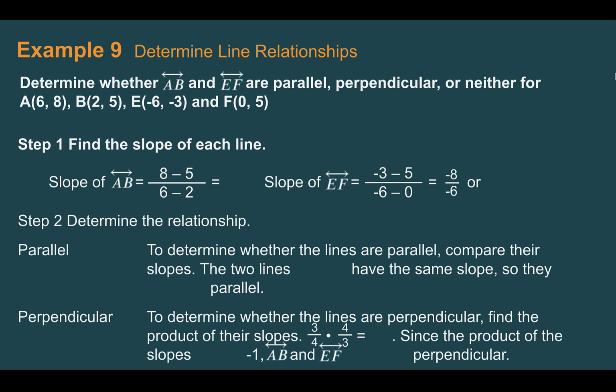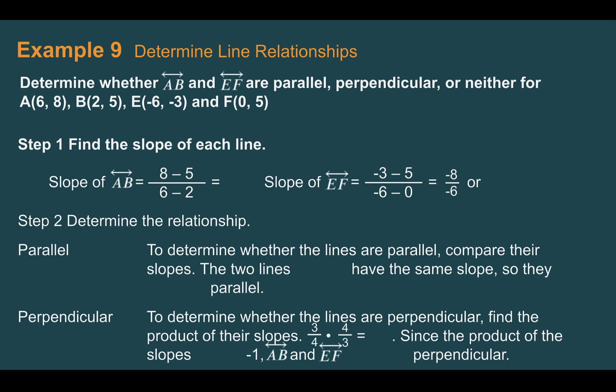Example 9. Determine line relationships. Determine whether line AB and line EF are parallel, perpendicular, or neither for when A is (6, 8), B is (2, 5), E is (-6, -3), and F is (0, 5). So for this, parallel and perpendicular, again, all depend on the slope. So if it's parallel, they're going to have the same slope. If they're perpendicular, they're going to have opposite reciprocals. Or if you multiply them together, you get negative 1.